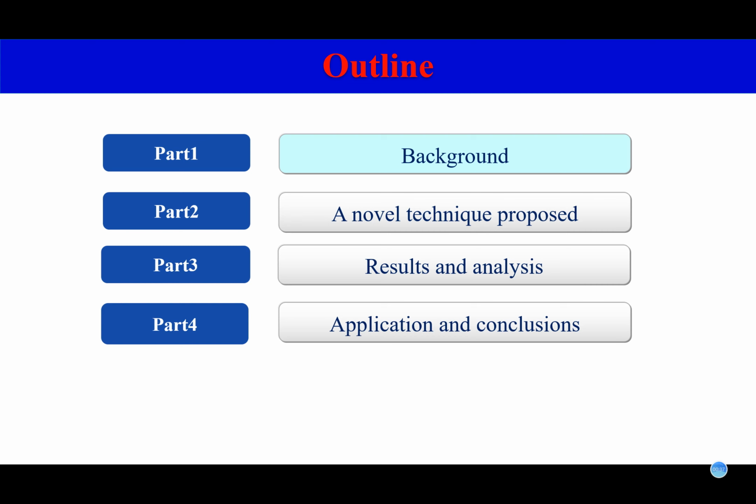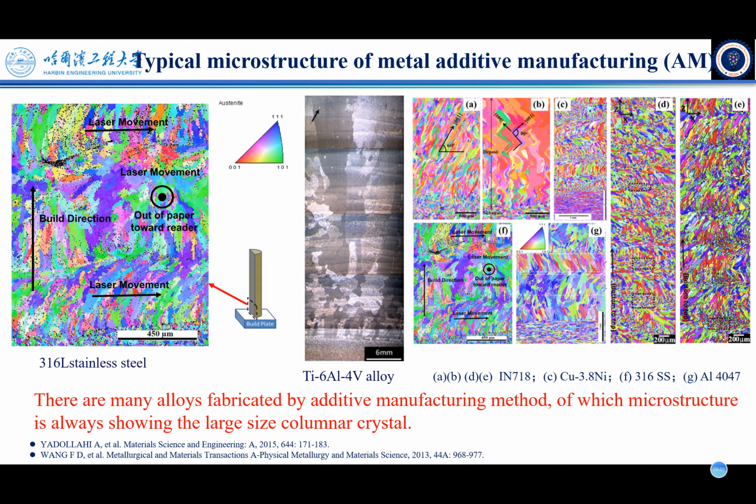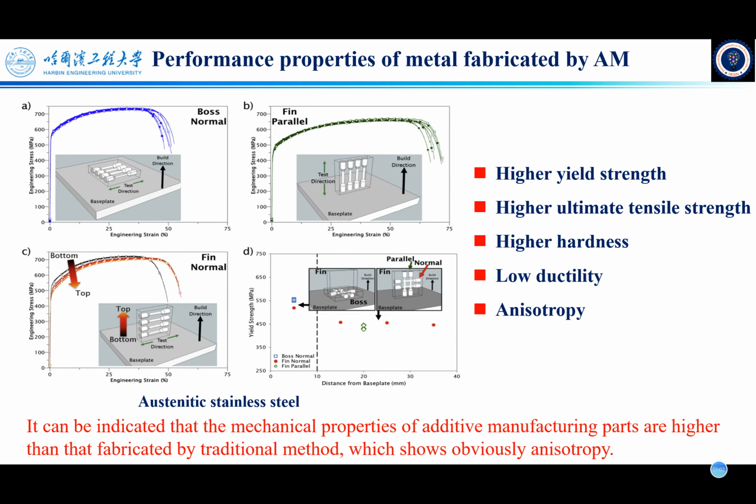That's the background about the history of investigation on how to improve the microstructure and the properties of metal additive manufacture. As we all know, there are many alloys fabricated by additive manufacturing methods, of which the microstructure always shows large size columnar crystal. In this way, it obviously influences their mechanical properties.